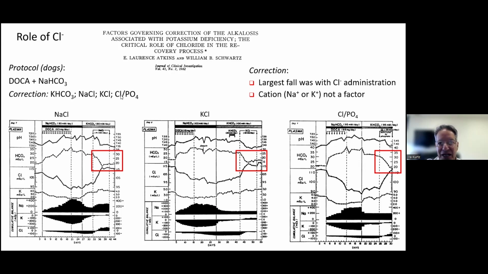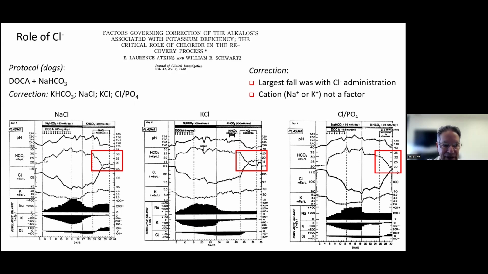So it was an anion swap. These are a cation with an anion. There are many different ways to give chloride, and they did it either with a cation or by swapping it for phosphate, decreasing the phosphate in the diet. This slide shows the effect of sodium chloride. Prior to that, they gave K bicarb.